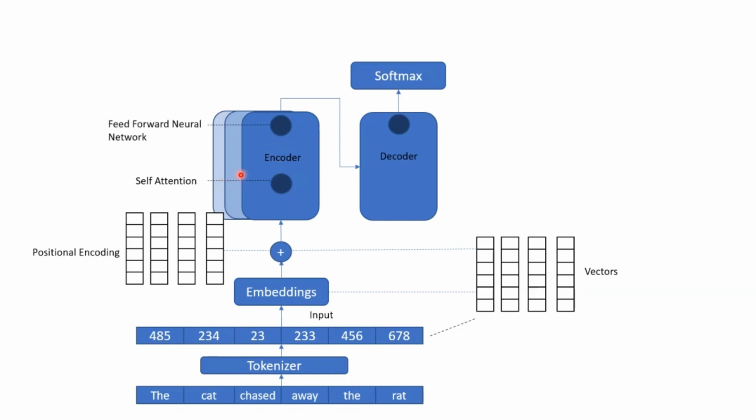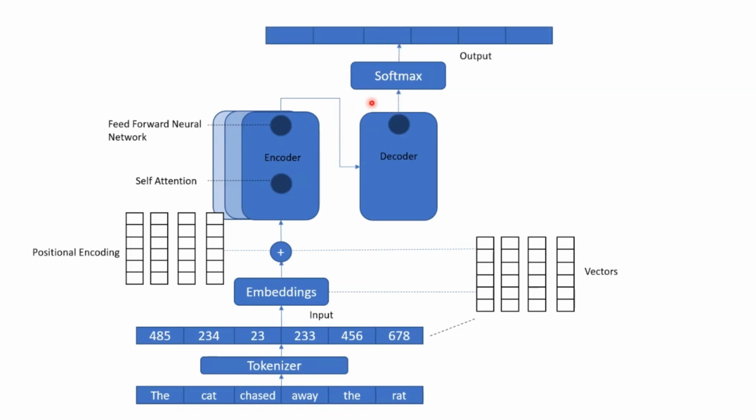Then the information from the encoder layer is passed into something called a feed-forward neural network, and this is a neural network which then generates a vector of logits. So it generates a probability matrix which contains the probability score of every word or every token, and that is then passed to the decoder and the softmax layer.